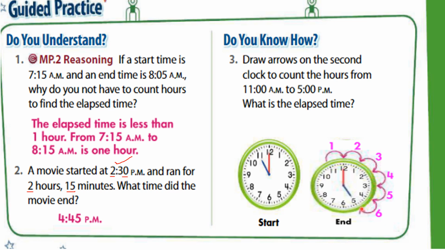So how many hours? Excellent, 6 hours. Do we have any minutes to count in the question? Very good, no minutes. So the elapsed time from 11 a.m. to 5 p.m. is 6 hours. Very good.